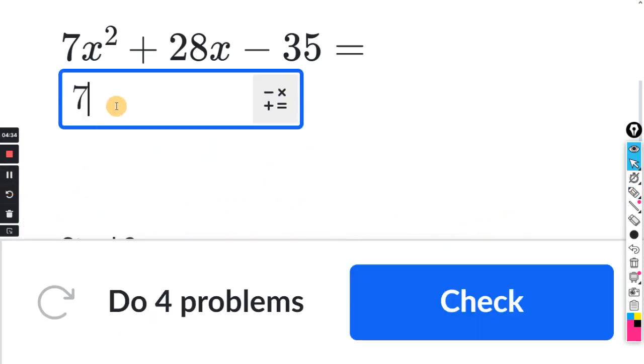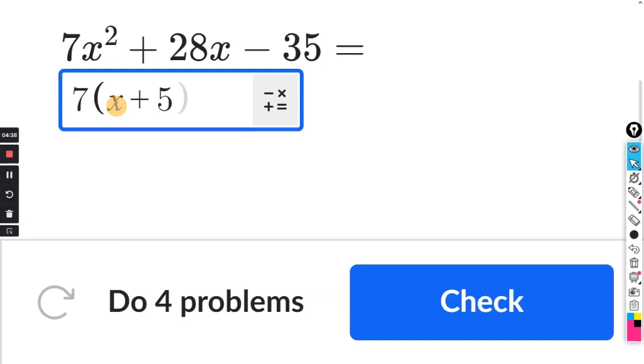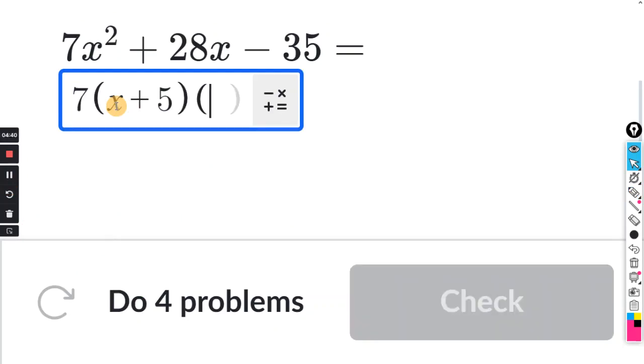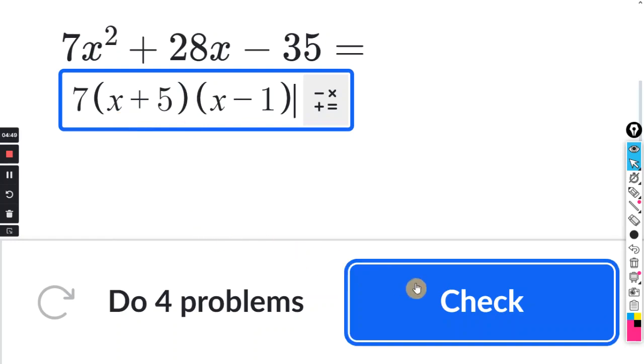All right, so 7 parentheses x plus 5 parentheses twice x minus 1 and close parentheses. All right, so make sure you type it how you wrote it. Make sure you use the parentheses.